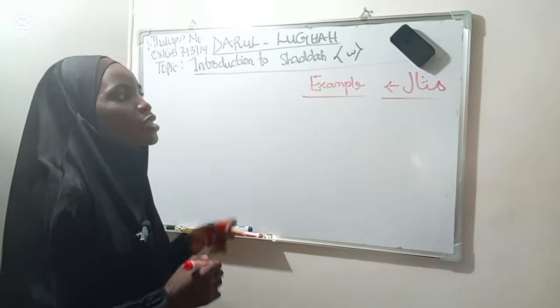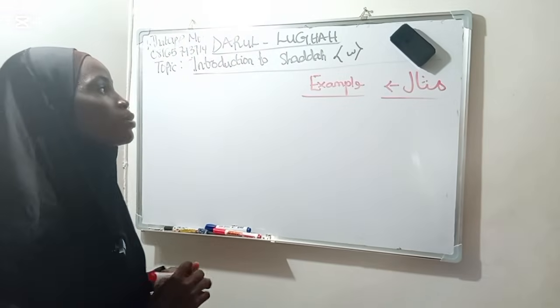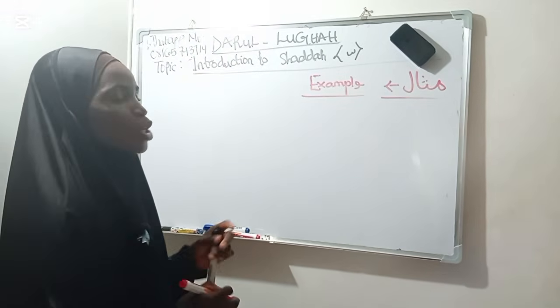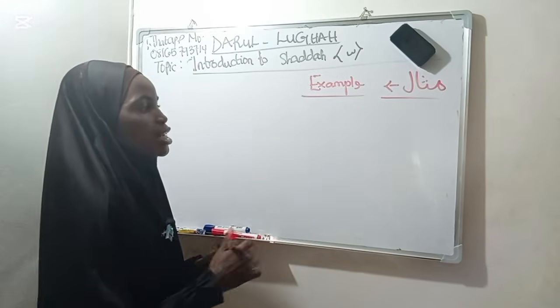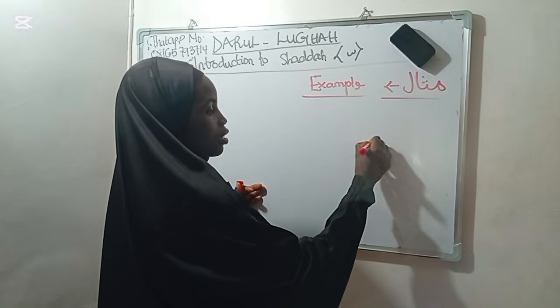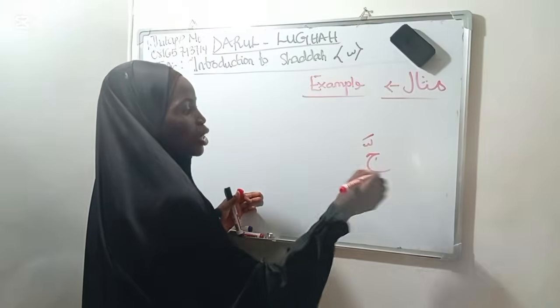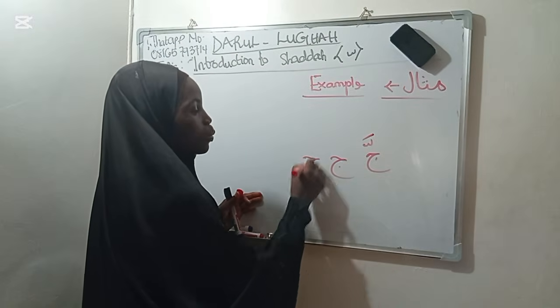Now for Shaddah, the rule states that any letter that is attracting Shaddah is always doubled. We call it mutamathilain, like a doubled letter. Let's assume that this jim is attracting Shaddah. Automatically, it means that this jim is a double jim.